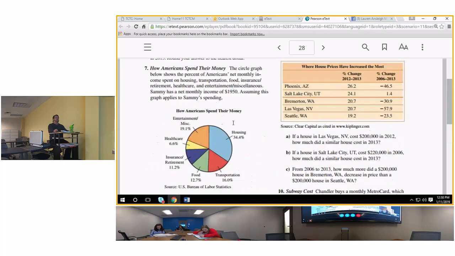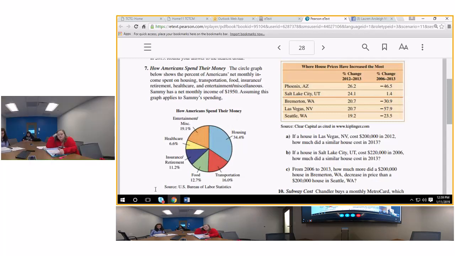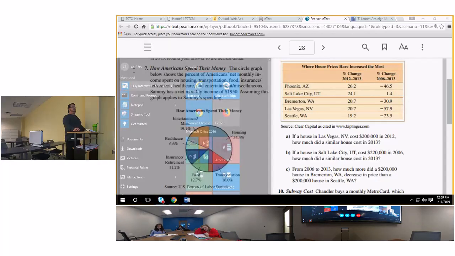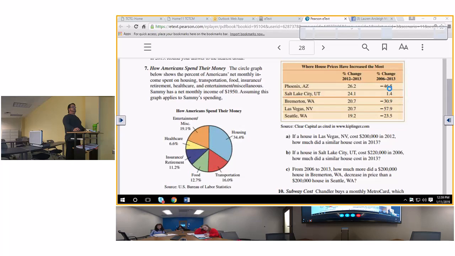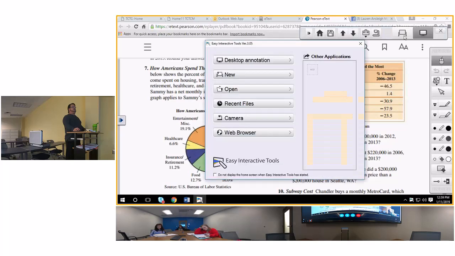So let's just go through and multiply. Take your calculators out and multiply every one of these numbers. So I would start with housing. You have to move the decimal over. So that's going to be 0.344 times 1950. Somebody give me that number. Let me get my whiteboard set up. $670.80. Okay, so we'll say $671.